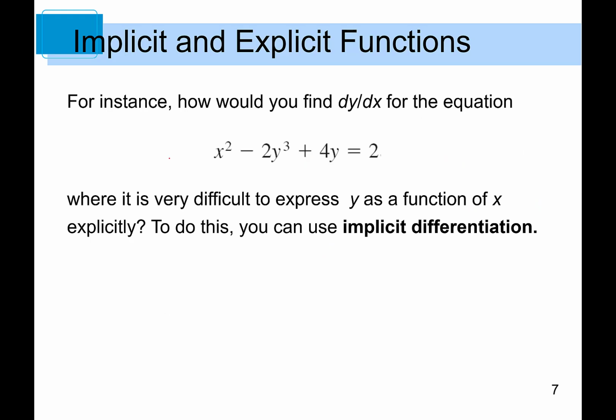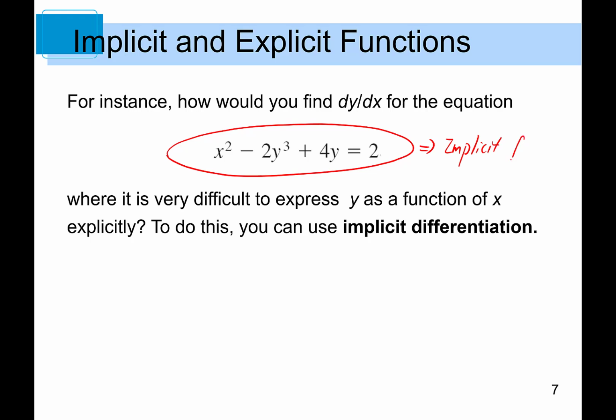You just look at this. This is what we call an implicit function. So it's almost impossible to express y in terms of x. So then we have to do implicit differentiation. And this is a technique devoted to finding a derivative for an implicit function.